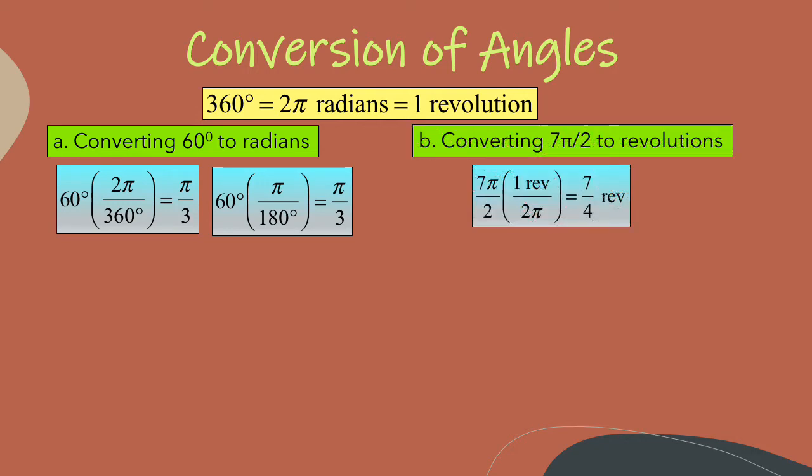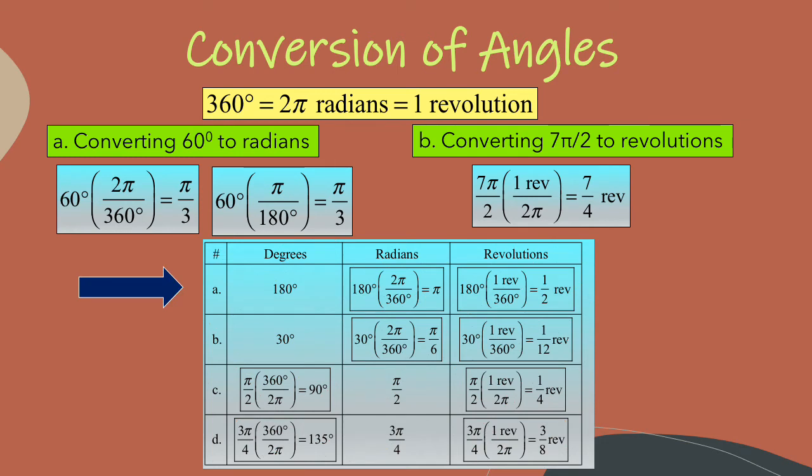So to convert 7 pi over 2, which is in radians, to revolutions, we multiply our 7 pi over 2 by the fraction 1 revolution over 2 pi. The pi's cancel, and our answer is 7/4 revolutions.